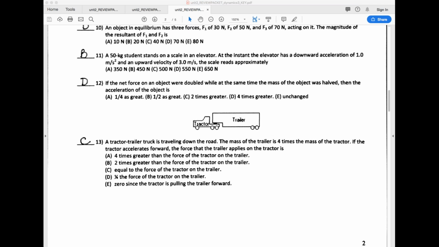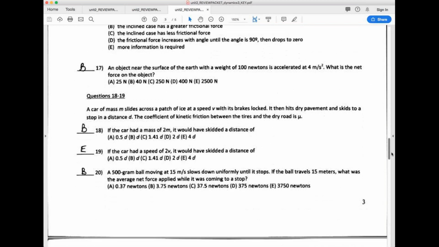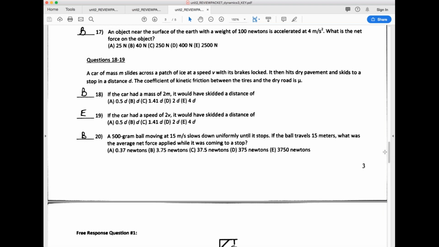So let's do one more. Connor's asking about 20 on packet number 3. Then I'm going to switch to a different one. Here's question number 20. A 500-gram ball moving at 15 meters per second slows down uniformly until it stops. Again, a lot of kinematics data here. The initial velocity, then it stops. That's the final velocity. And then we're given the horizontal displacement here.